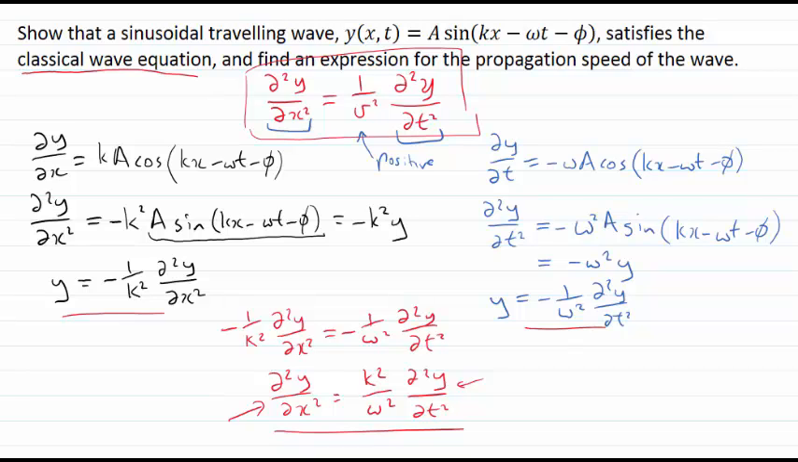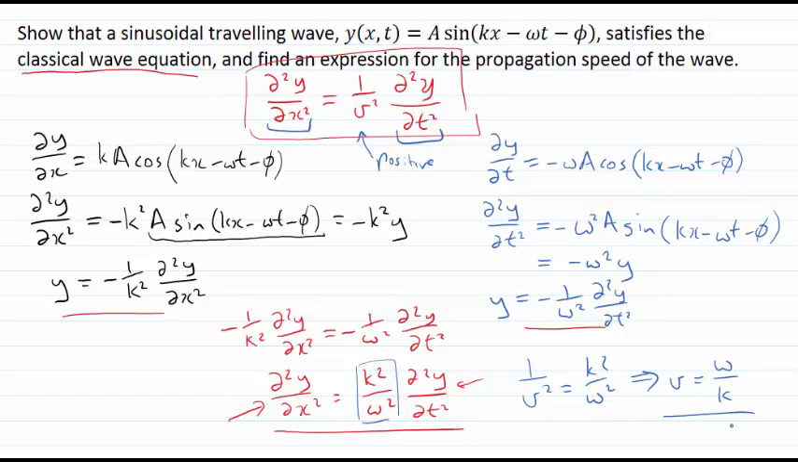And then, fairly straightforwardly, I can identify that this quantity in here must be equal to what we've called 1 over the square of the speed. Must be k squared over omega squared, which allows me to straightforwardly identify that the speed of this wave must equal omega divided by k, which is probably a relationship you've seen before.